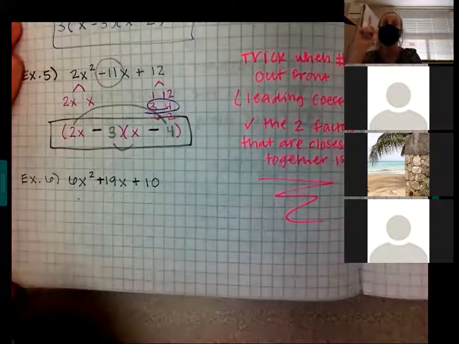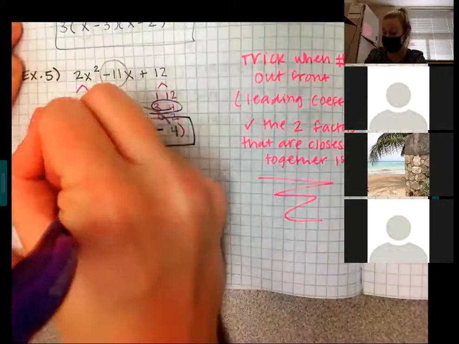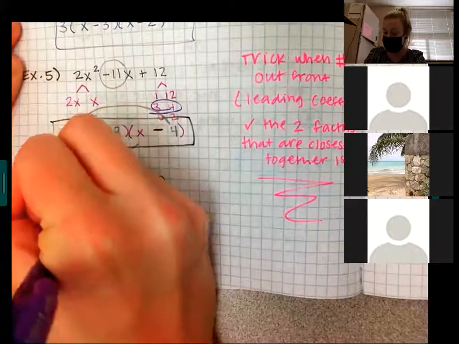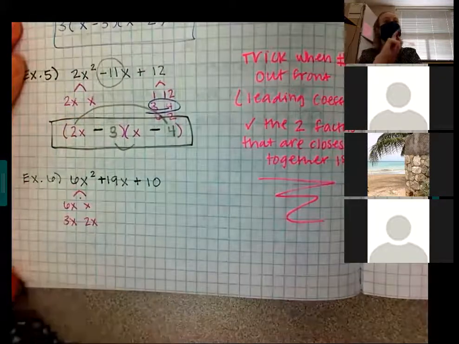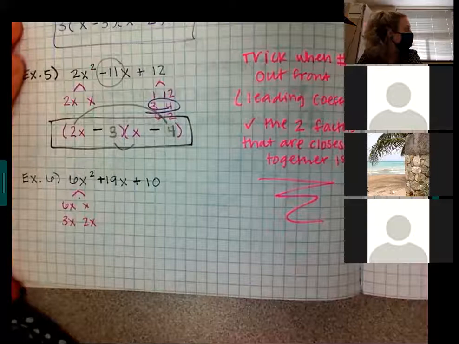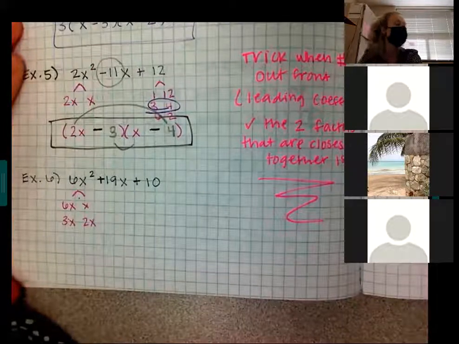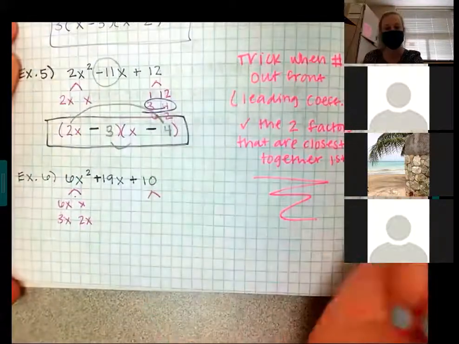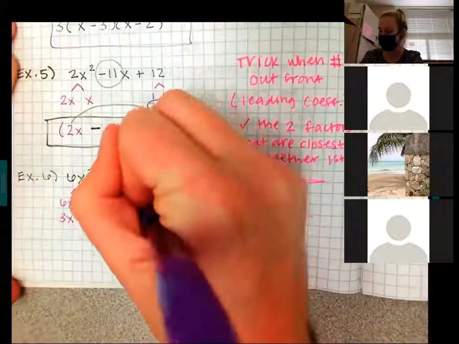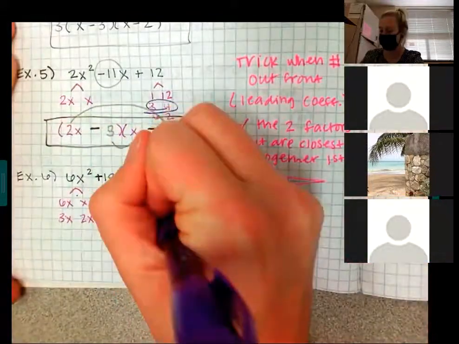Good. Okay, 6x and x, but then also 3x and 2x. Which pair should you try first? 3 and 2 because they're closer together. Very good. And then what about 10? 5 and 2, and what else, Sean? Good job, 1 and 10.